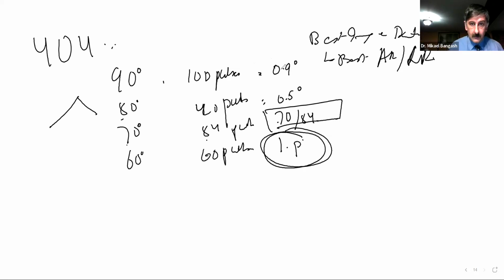So it's going to be more than 1 point something. But the one with the greatest pulse density is going to be the lesser degree with the greater number of pulses. It will have the best axial resolution, or image detail.